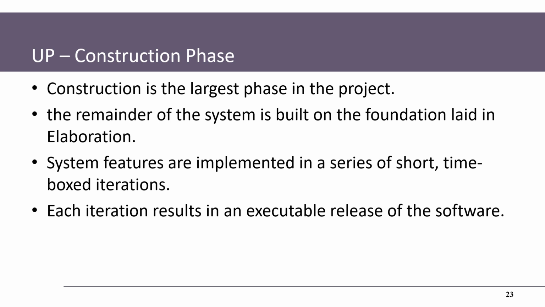It's a matter of completing the project, building the project, design and development. Both in the construction means that system features are implemented in a series of short time-boxed iterations. So there may be several, but usually you see 4, depending on the project. Each iteration results in an executable release of the software. So that's what usually happens in the construction phase.